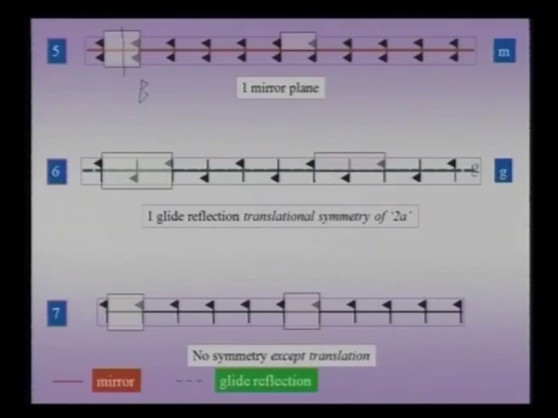Let us take an extreme example, which is number 7 in the list, wherein I put a motif in the form of a single flag at each lattice point. What is the symmetry of this crystal with respect to the lattice from which I started? Such a crystal has only translational symmetry. The horizontal mirror has been destroyed. The vertical mirrors which existed between the lattice points have been destroyed. The vertical mirrors which existed at lattice points have been destroyed, and therefore, there is only one kind of symmetry which remains, the translational symmetry. I have lost all my mirrors.